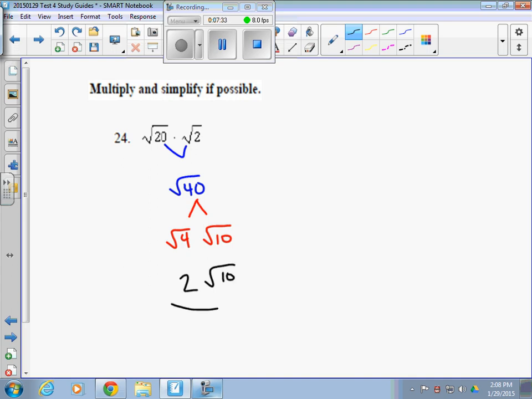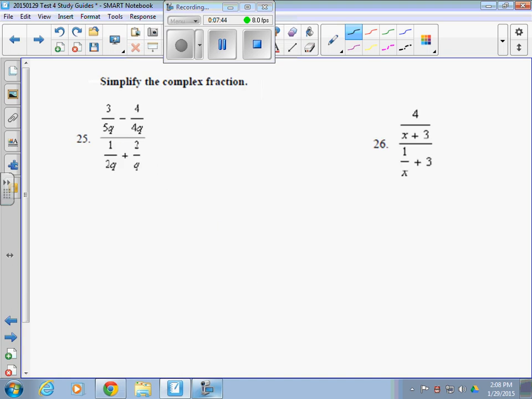There is no perfect square inside of that. You could have also separated 20 into the square root of 2 times the square root of 10 and put the two square roots of 2 together and got the same result. Then simplifying the complex fraction were the last two problems we had to do.